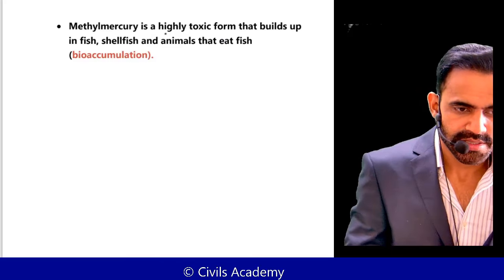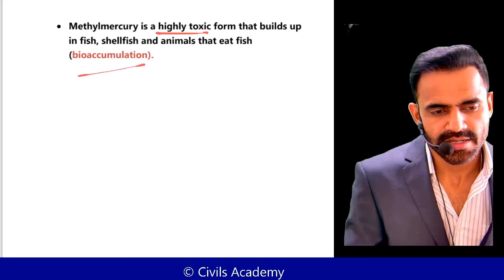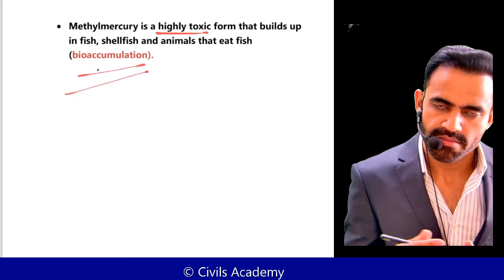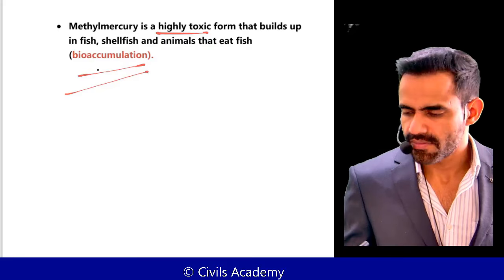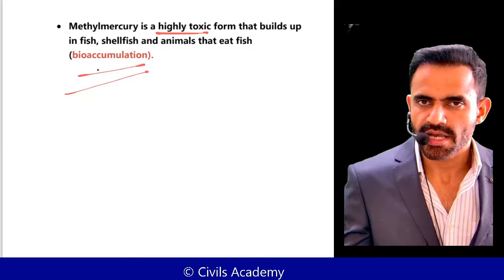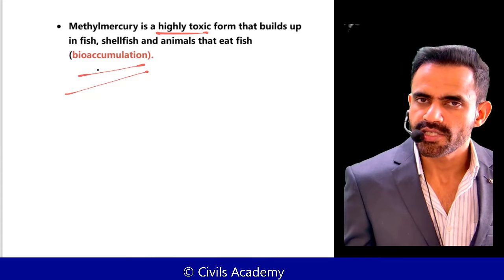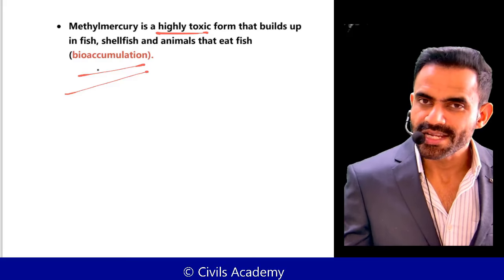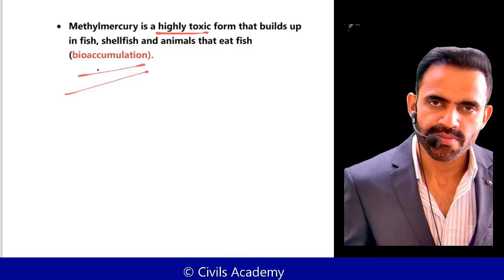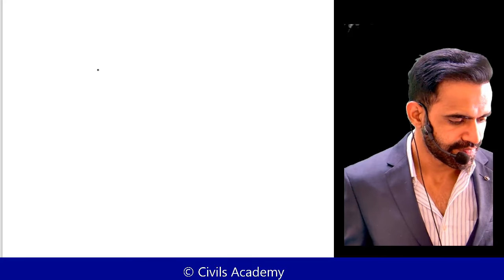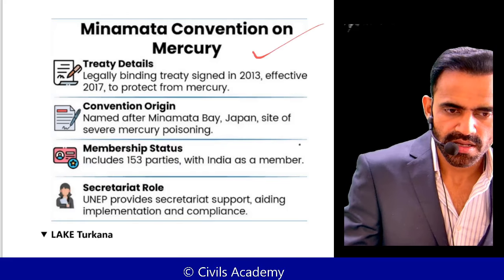It is highly toxic, and subsequently, it is accumulated in fish. Now, understand. Let's say a small fish has a concentration of mercury, and a bigger fish is going to eat that small fish. Subsequently, human beings are going to eat, so the concentration will keep on increasing. That is referred to as bioaccumulation. So this is the Minamata Convention on Mercury.